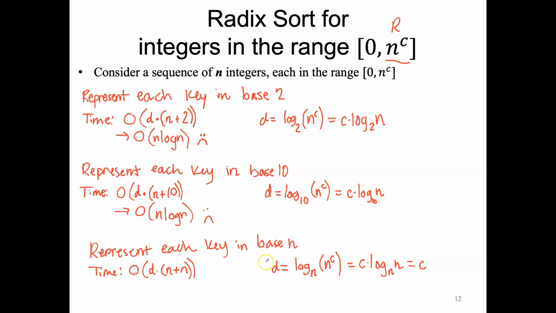So if we put our key in base n, if the largest key that we could have is n to the power of c, then the most number of dimensions we'll need to represent it that way is c, which is a constant number. So our running time now is big O of some constant number times n plus n, which is 2n. So we just have some larger constant number times n. We finally have a linear time algorithm. So even for very large values of r, we can still sort those elements in linear time.